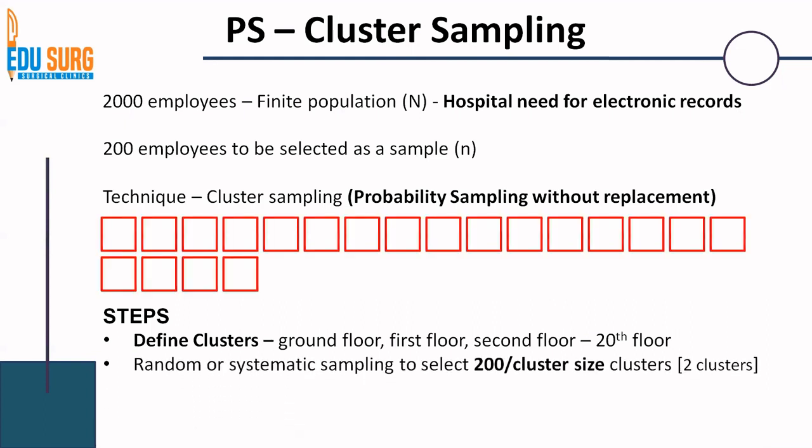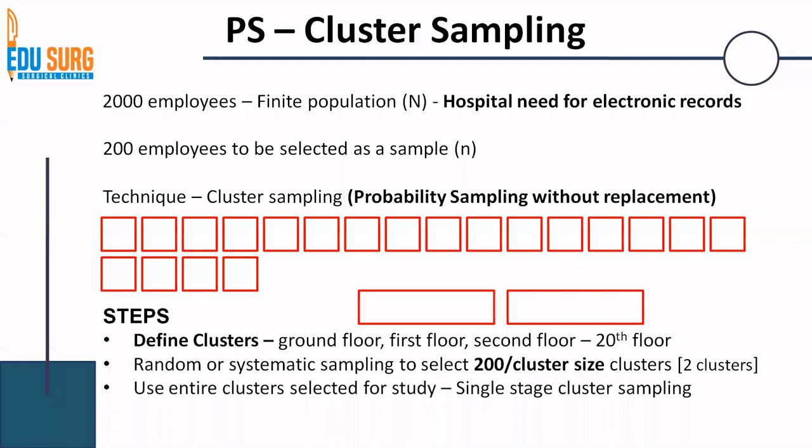And then what you do is you select clusters. Now here we know that suppose there are 20 clusters. So each cluster will roughly have around 100 employees and you want to select only 200 employees. So what you will do is you will use random or systematic sampling to select two clusters, right? Because you need 200 employees. This is known as single stage cluster sampling. That is, you have selected two clusters which satisfy your criteria.